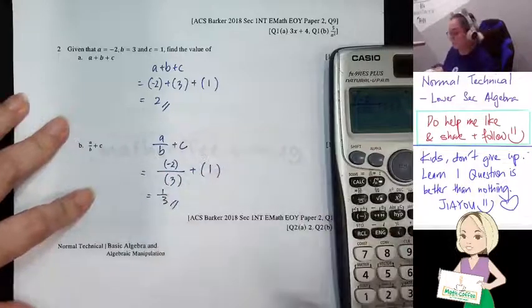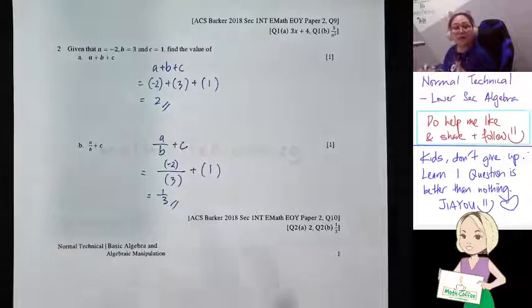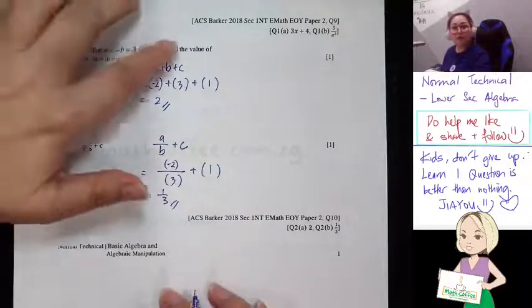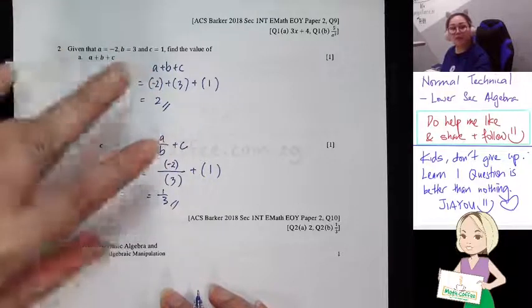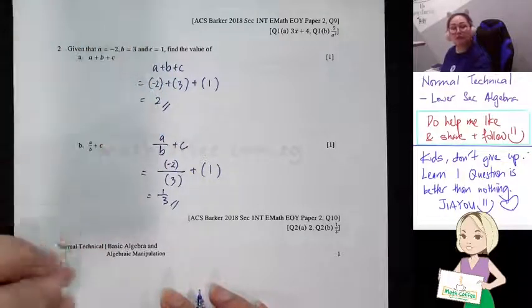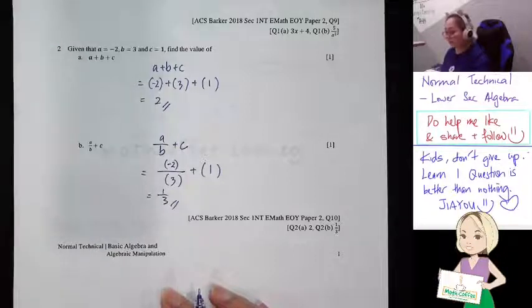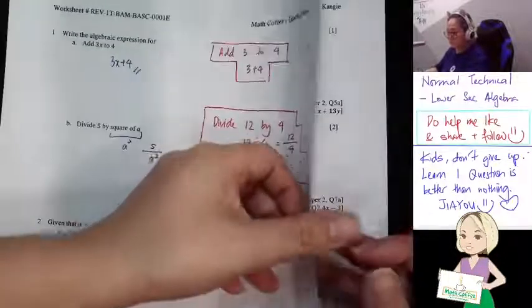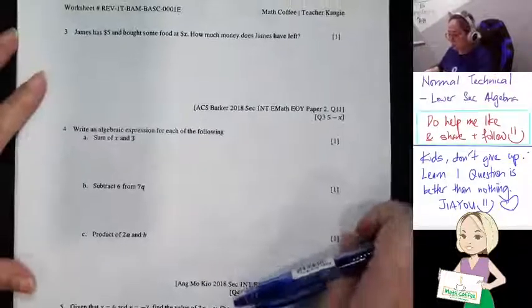Done. Make it a habit that whenever they ask you to substitute alphabet values, replace the alphabet with brackets and put in the numbers. The brackets are important, especially if it involves negative values. Okay, let's move on to the next part.